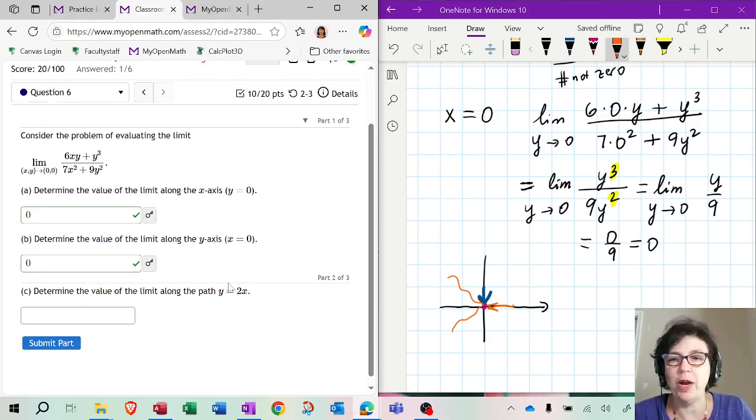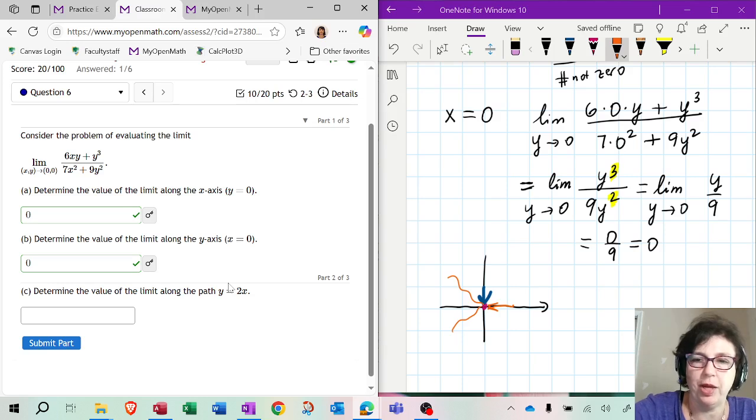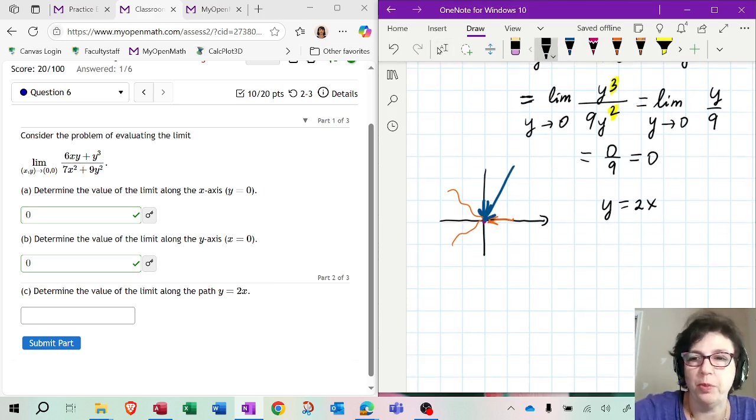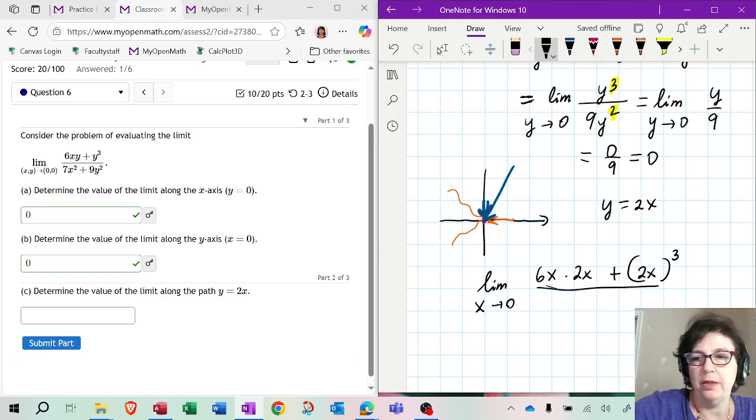Now they're saying, okay, why don't you try the path y = 2x? So it's going to be something like this, where we approach (0, 0) from that path. Okay, so for y = 2x, let's substitute that into our problem. And x is still going to approach 0, but y becomes 2x. So let's see what happens. Now be careful, cube the whole thing, divided by 7x^2 plus 9. Instead of y, we put 2x and square that.